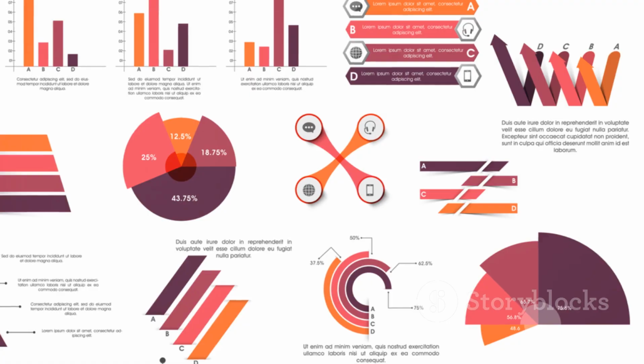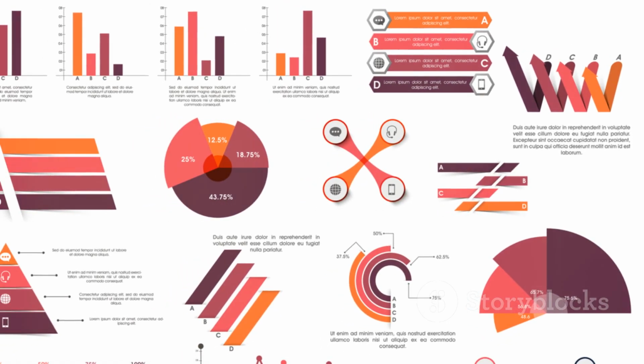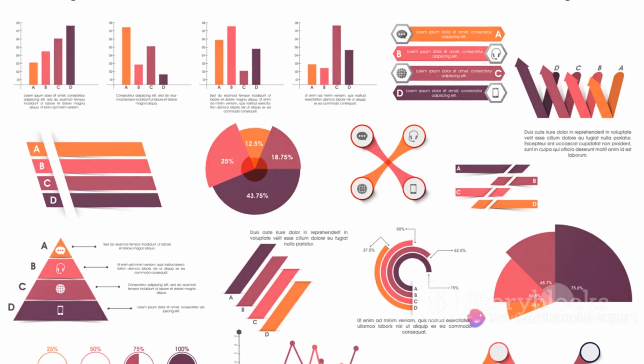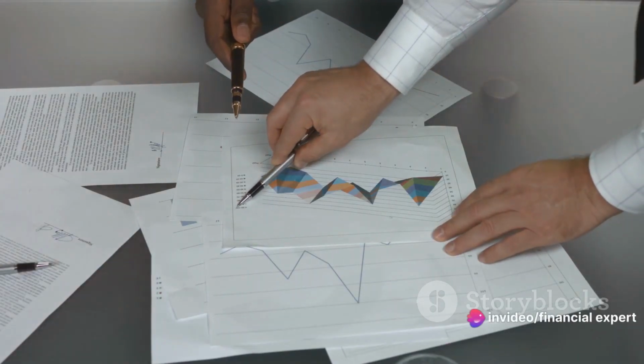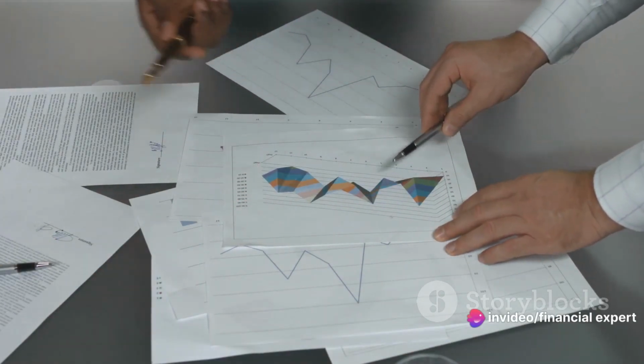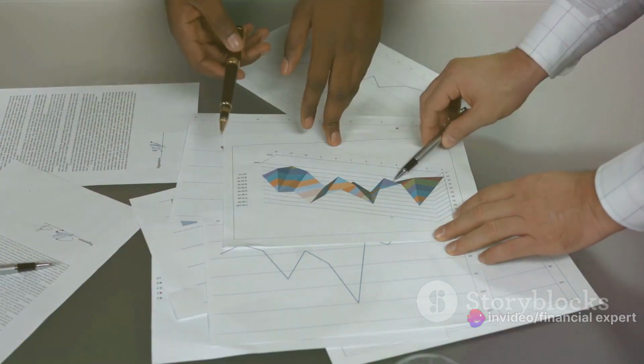Imagine trying to read a book with no words, just a series of numbers. It would be pretty hard to understand, right? That's what charts and graphs do. They turn numbers into a narrative, making it easier to spot patterns and trends.